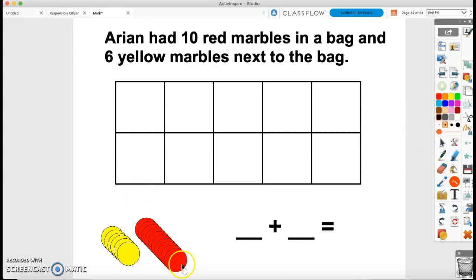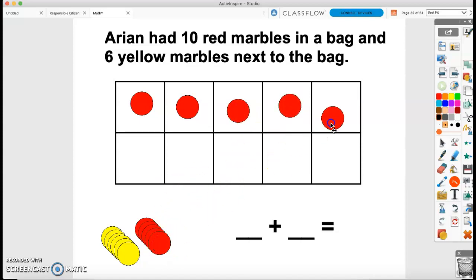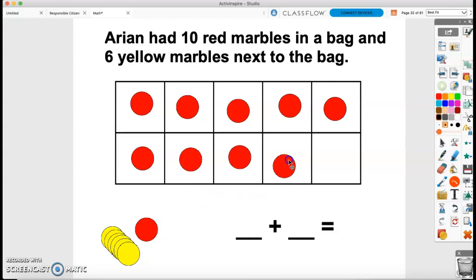So he has 10 red marbles. So I'm going to count 1, 2, 3, 4, 5, 6, 7, 8, 9, 10.